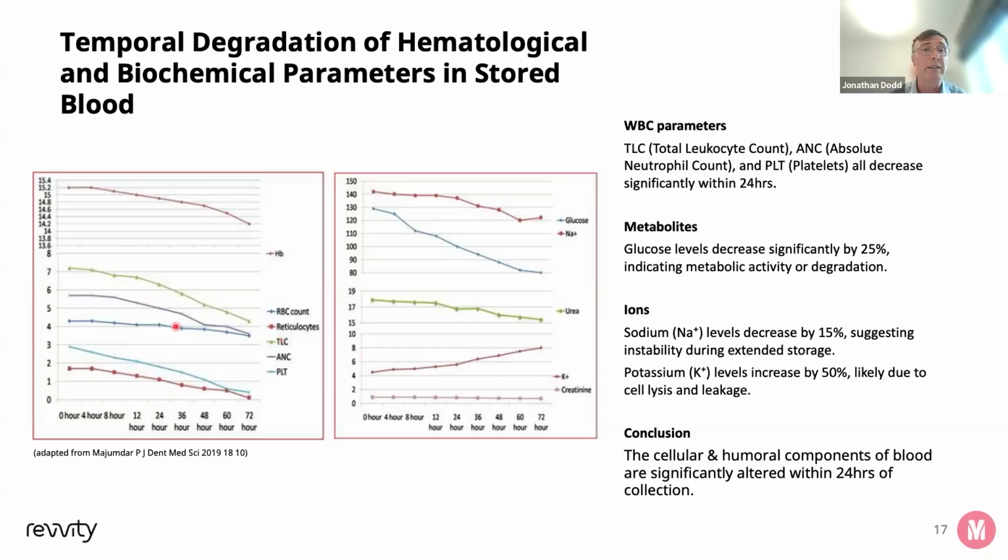And corresponding to this, by 24 hours, you're starting to see significant reductions in the lymphocyte repertoire and the lymphocyte counts that are present, affecting both your T and B cell repertoires. And the absolute neutrophil count has dropped significantly also. So it's clear that by 24 hours, the cellular and humoral components of blood are significantly altered after collection.